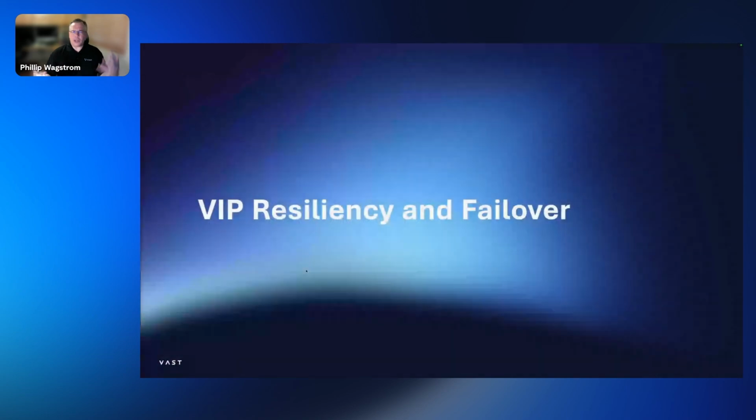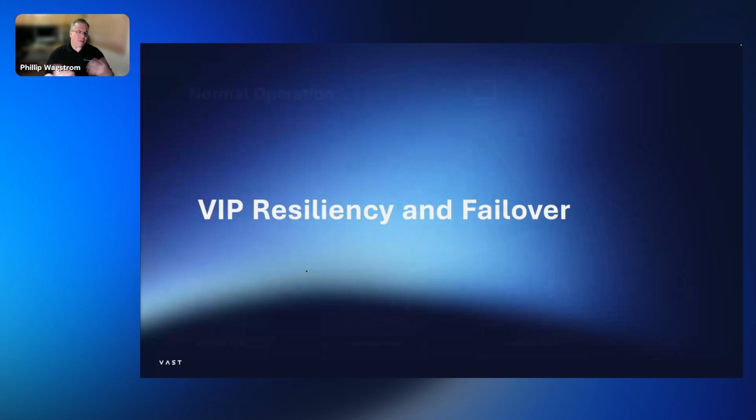So the question comes up when we're talking about VIP pools and multiple IP addresses. A client will typically connect to a single IP address. What happens if that CNode fails? How does the client react to it? Do they lose connectivity? What happens with that?